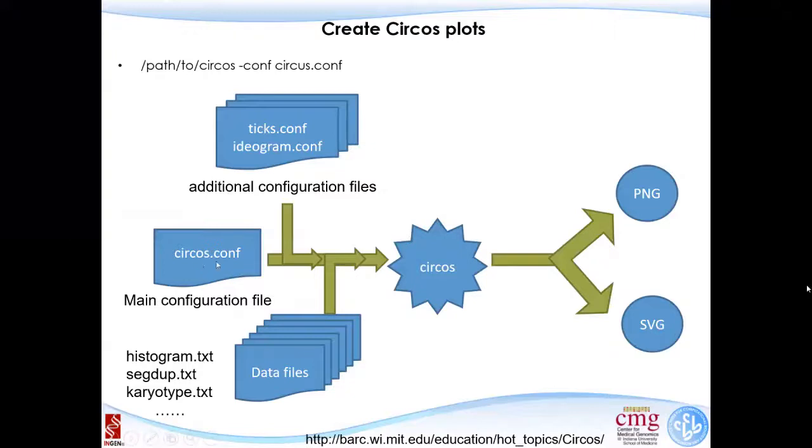The main configuration file loads the configuration files from outside, and it also tells Circos where to find the data files, like the data for the histogram or segments, and the karyotype data information. All those files go to Circos, and Circos processes all that configuration and generates two files, a PNG file and an SVG file by default. It's not quite easy to run the program, you have to input the command, but Circos can generate very beautiful circular figures.